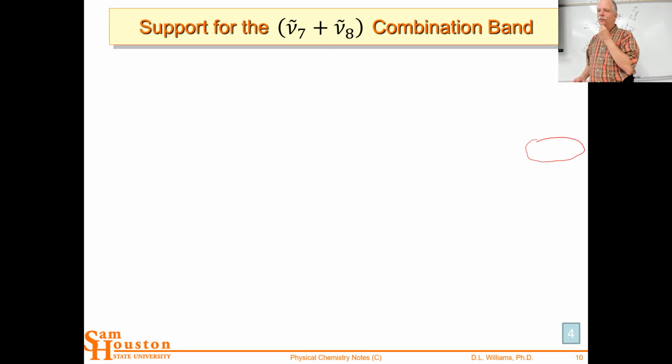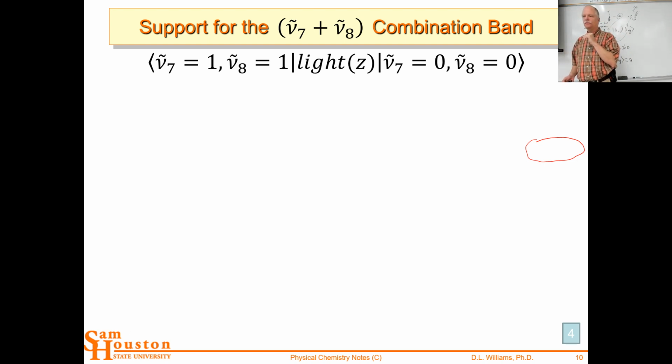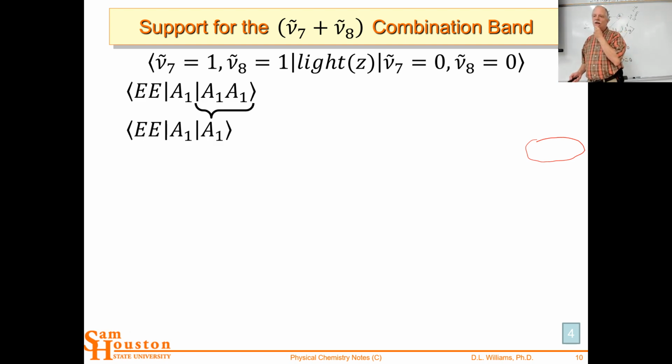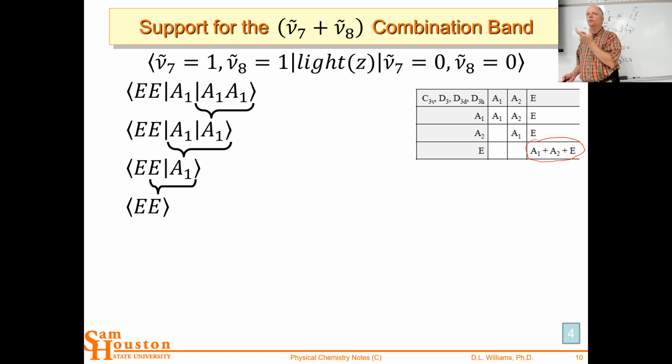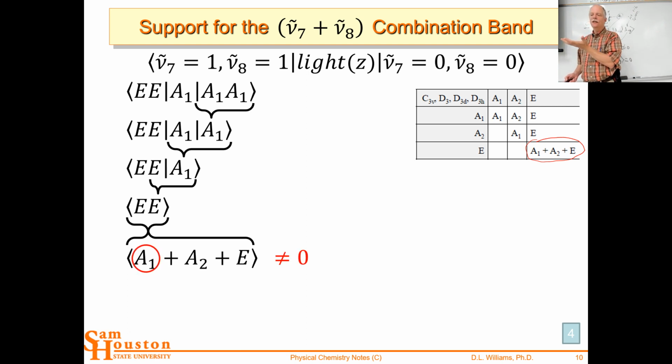We can do the Nu 7 plus Nu 8. It's a little more interesting. So we're exciting in the 7th vibrational mode and the 8th vibrational mode, and both of those are E. So simplifying the first few, we get down to A1, and then we have E times E. So we go to the direct product table. We see that E times E is A1 plus A2 plus E. And because it has top row inside, it's going to be not equal to 0. And so this would be an allowed combination band.